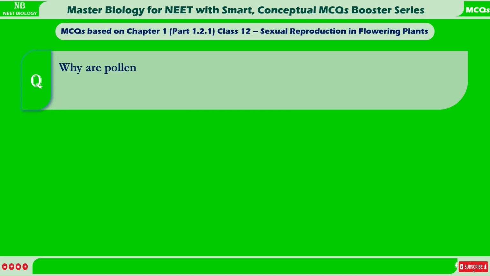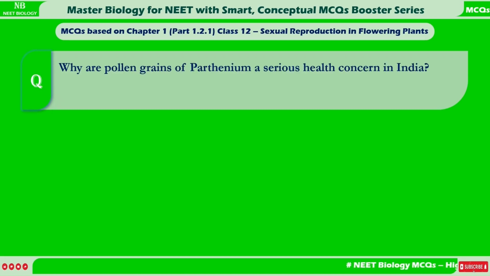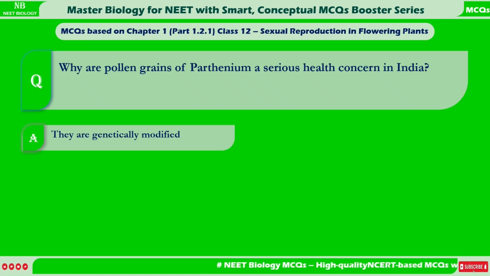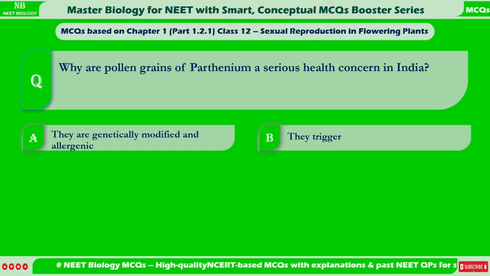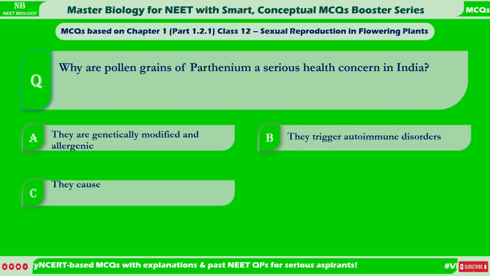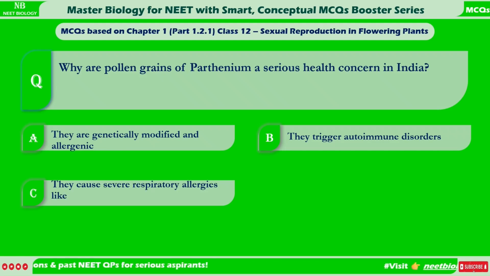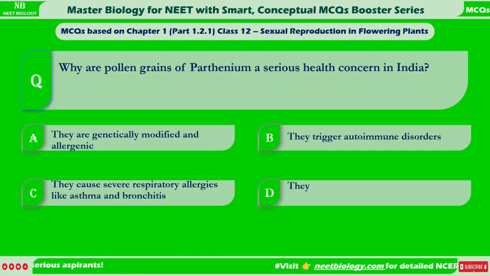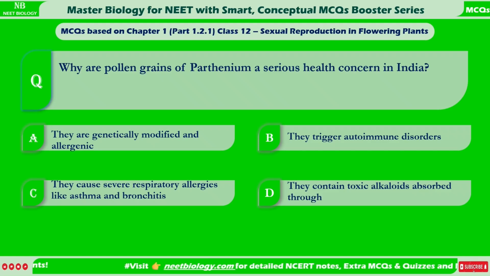Why are pollen grains of Parthenium a serious health concern in India? A. They are genetically modified and allergenic. B. They trigger autoimmune disorders. C. They cause severe respiratory allergies like asthma and bronchitis. D. They contain toxic alkaloids absorbed through the skin.